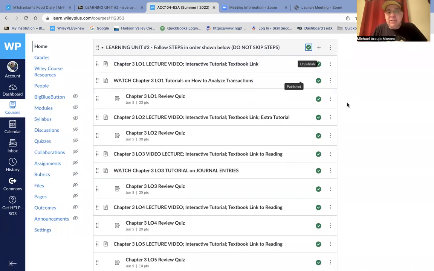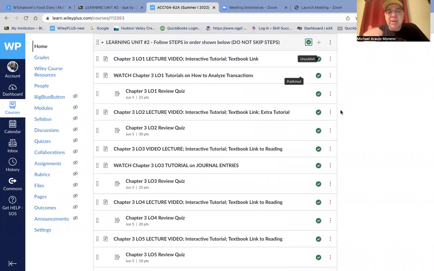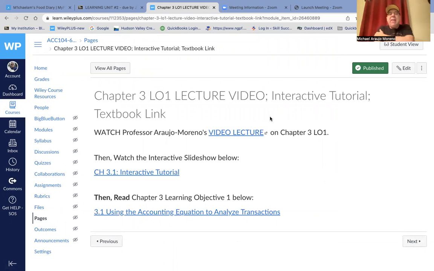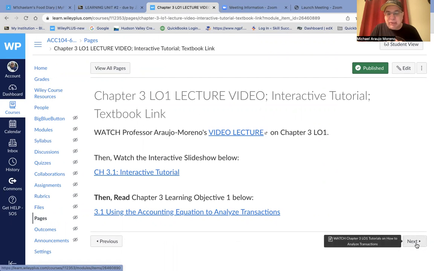Unit 2 strictly covers Chapter 3, and the reason it's only about one chapter is simply because of how intensive this chapter is. You're going to be learning right up front in Learning Objective 1 in Chapter 3 how to analyze transactions. This is really very important, and it's usually time consuming because everything you're going to be doing from now on is based on this analysis. So please spend time learning how to analyze transactions.